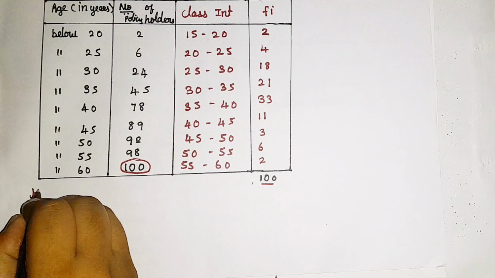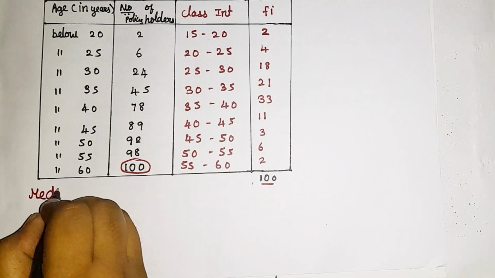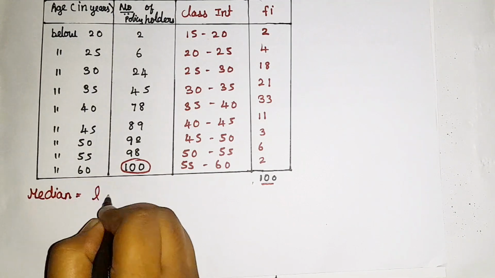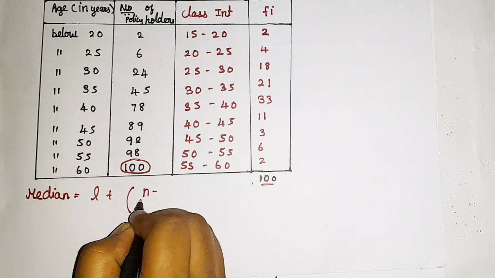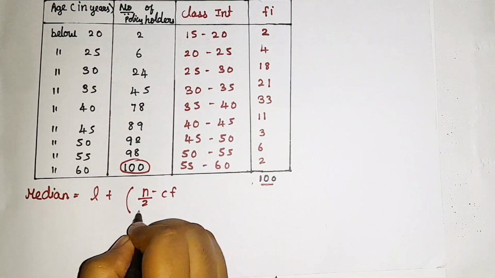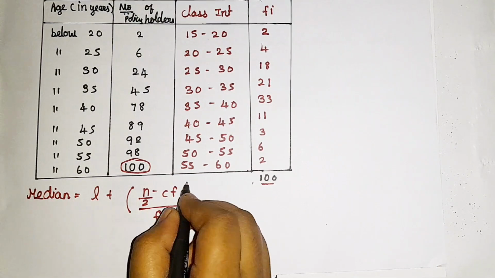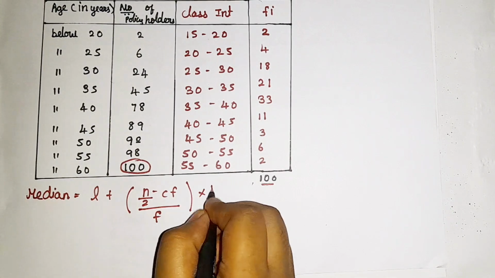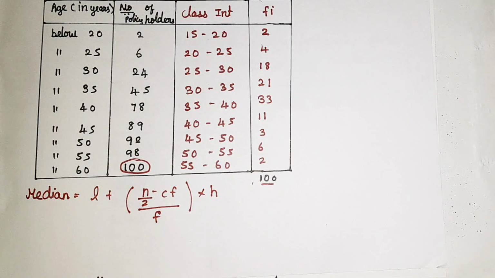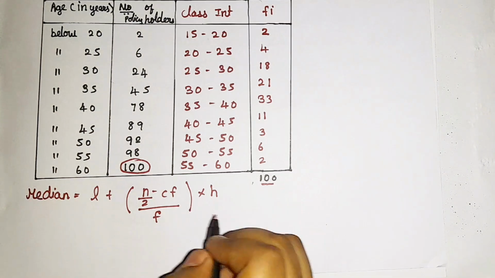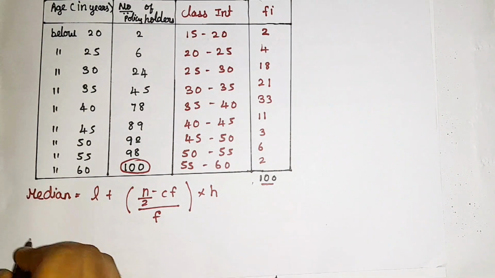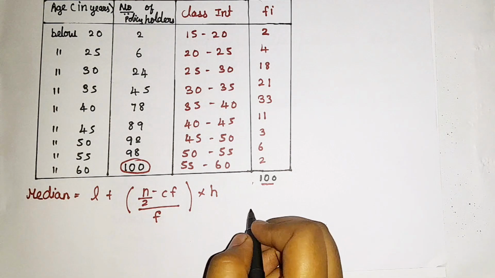That is the median formula: L plus bracket n by 2 minus Cf divided by F, close the bracket, into H. Now we are supposed to find a lot of values. It is literally easy to find, isn't it? How to find it? The total value for frequency we got as 100, so we just take that as the n value.